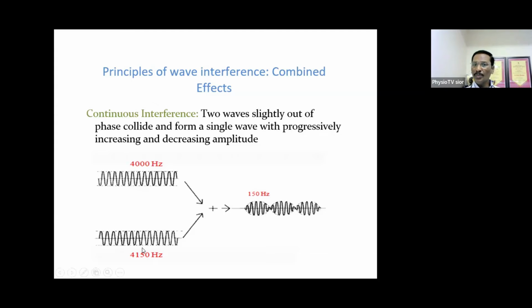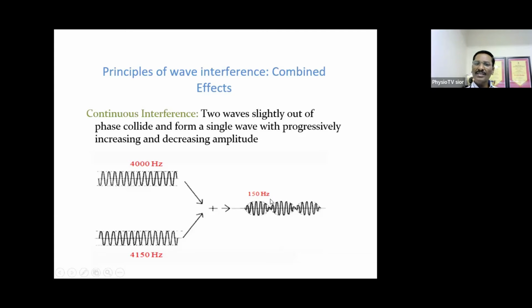So when they are superimposed, the resultant waveform is that they cancel out at some areas, and they add up at some areas. So what is happening is there is a resultant amplitude which is varying, that is, increasing and decreasing. And what we see is there is cancellation, that is destructive interference, happening at some phases, and there is constructive interference happening.